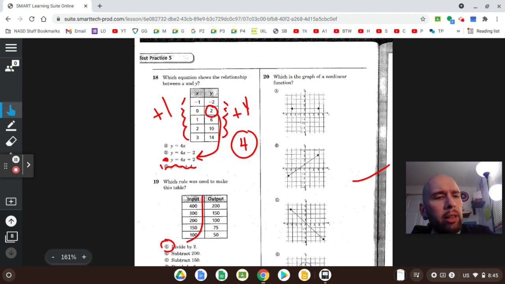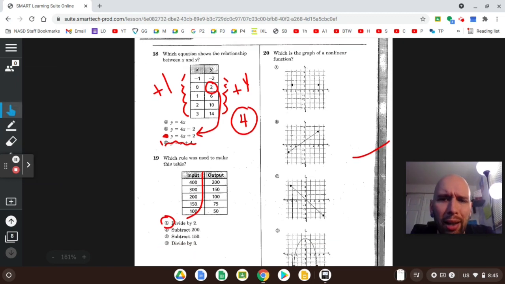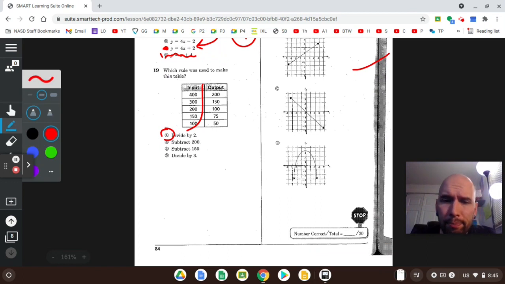Which graph is a nonlinear function? Well, linear means line. So which one is nonlinear? Let me see. You're a line, you're a line, you're a line, you're not. So that was pretty easy.